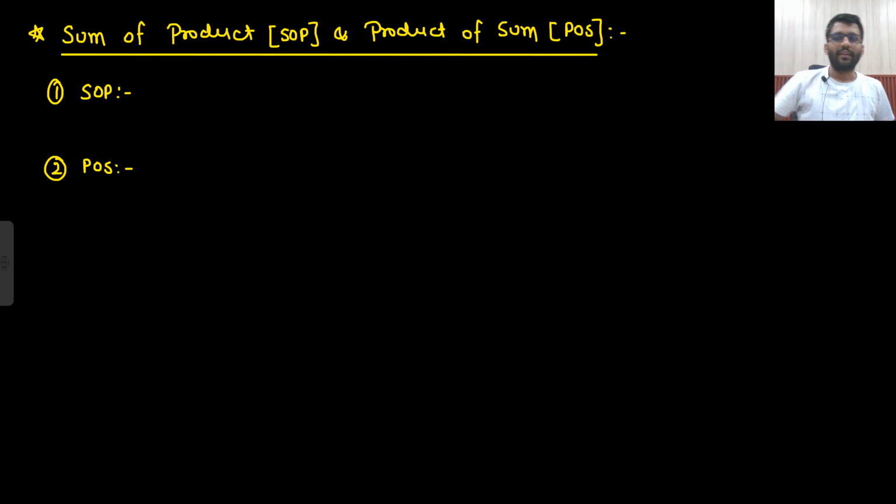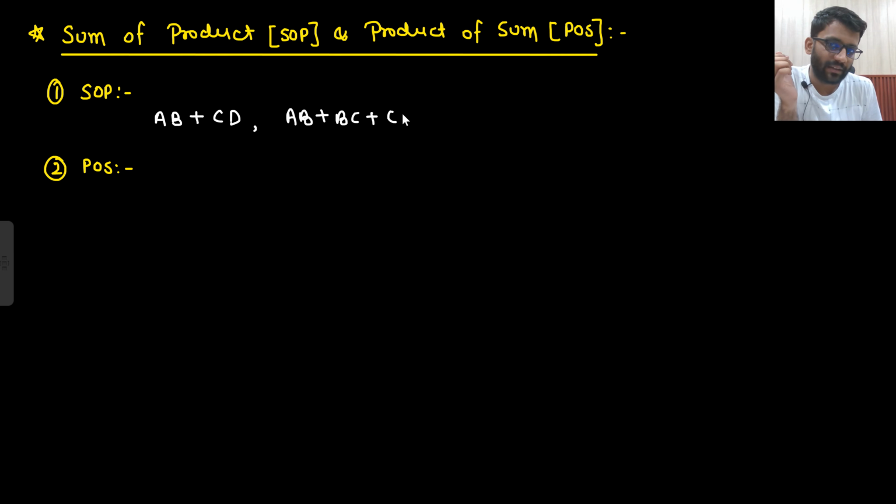Now I will be using these two terms, SOP and POS. SOP means sum of product. This is a product term, no? A into B. This is a product. Plus C into D. So this is an example of sum of product, SOP. More examples can be there: AB plus BC plus CD. Sum of product.